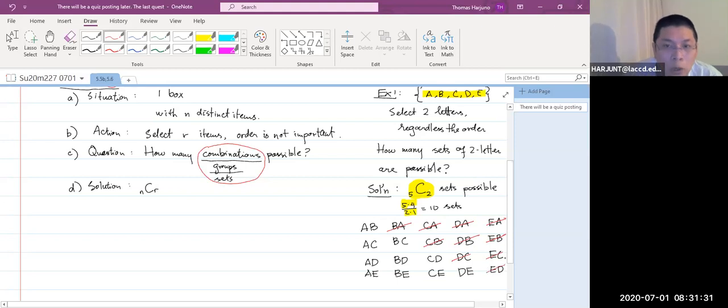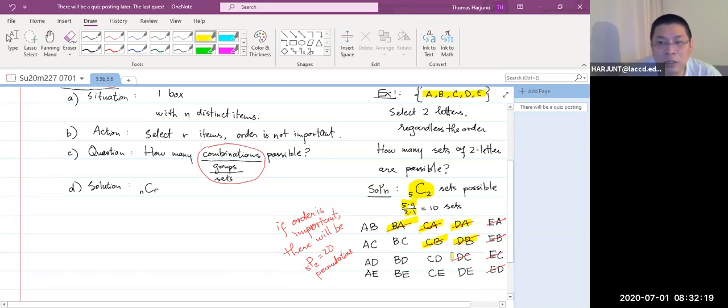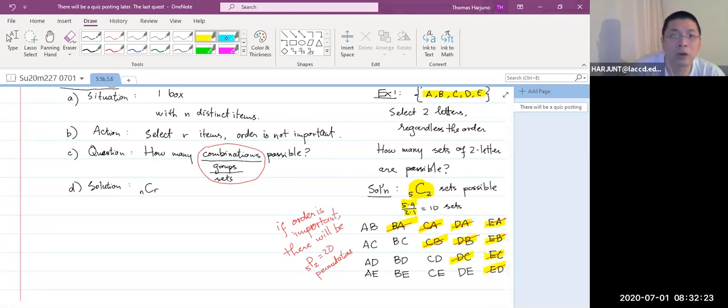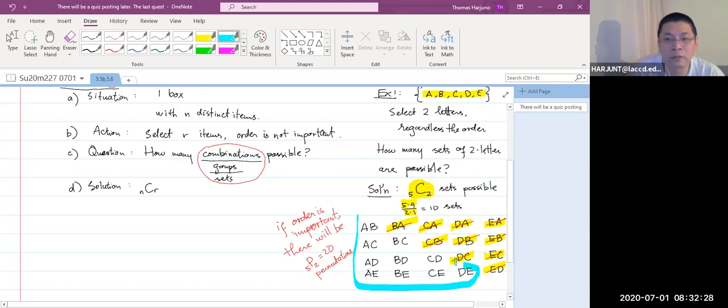So if the order is important, there will be 5P2, which is 20 permutations. And this is the 20 that we have in this list here now. But if the order is not important, then we cancel these. Now notice that I only have 10 left. This is the 10 we are talking about.